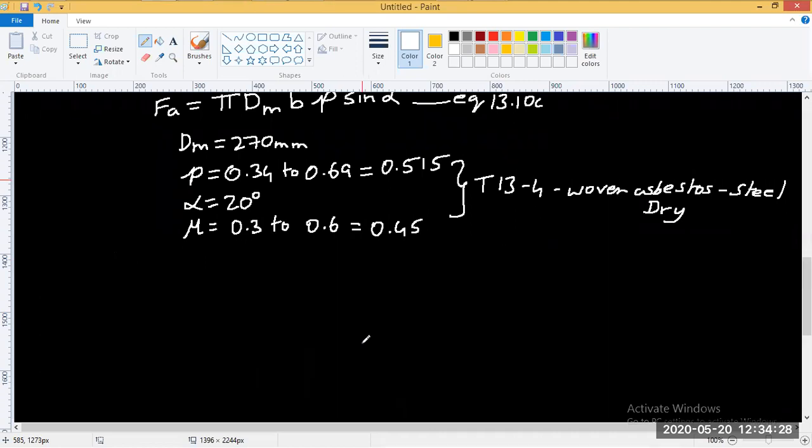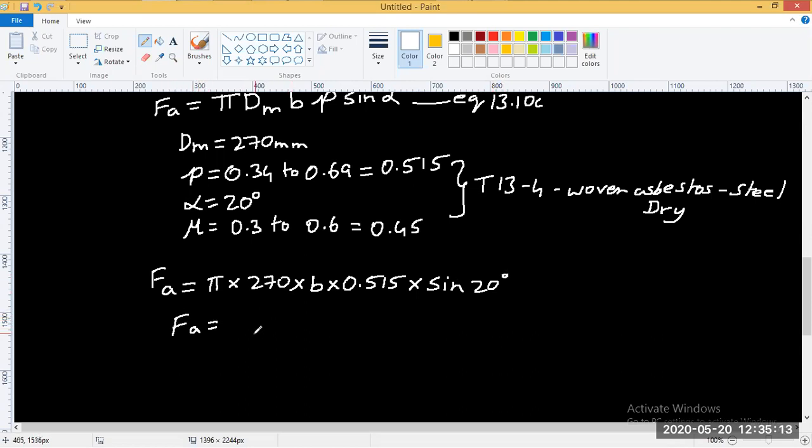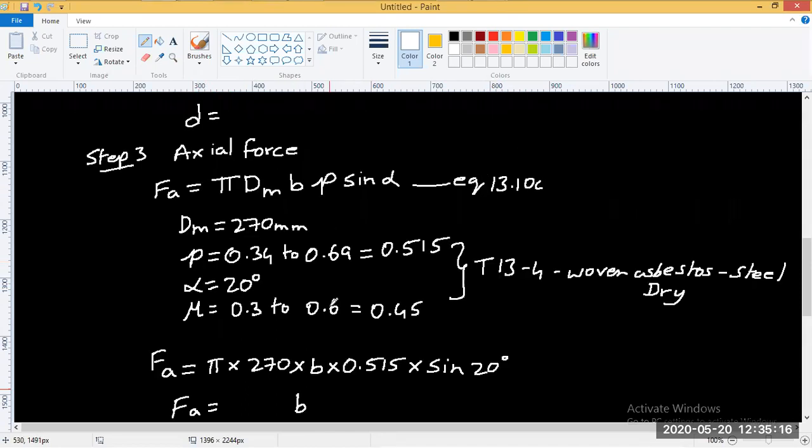Okay, so now we have all the data required for the FA, that is in terms of B, that is the face width. Let's find out. FA is equal to pi times dm 270 times B times pressure 0.515 into sine 20 degrees. Okay, so now this value of FA will be in terms of B.